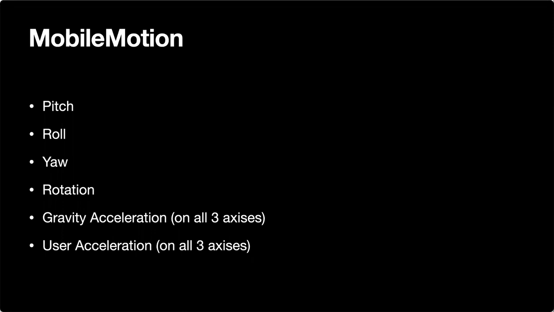Now, unlike location, there's no need for permission here, because there's no privacy issue with motion. But there are start and stop methods. You don't want to get this information when you don't need it, because again, it uses the battery. So call start when you need it, call stop when you're done. Now, MobileMotion is one of those things that you cannot test in the iOS simulator. It does not simulate motion, but Xojo does support on-device debugging. So you can test this in the debugger by just connecting your device straight to your computer.